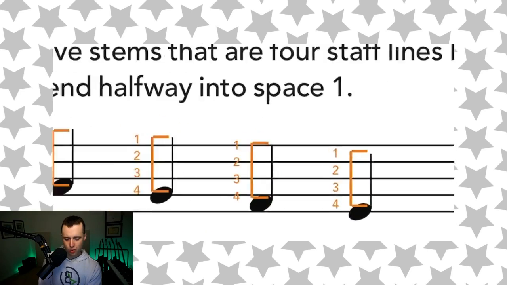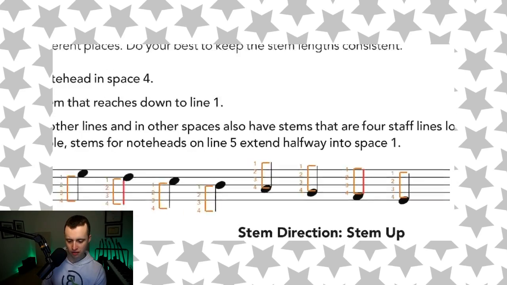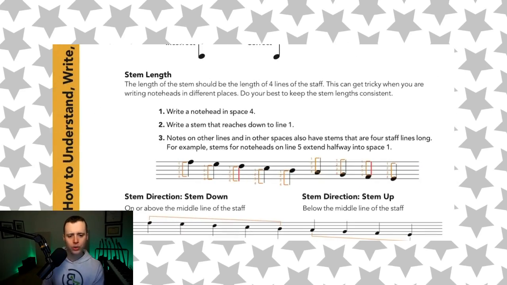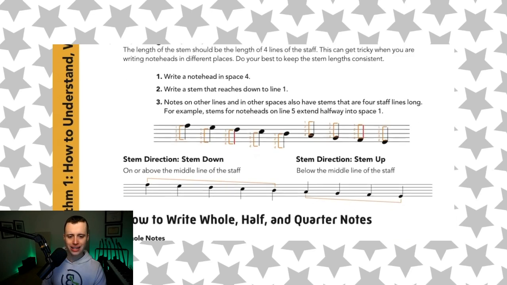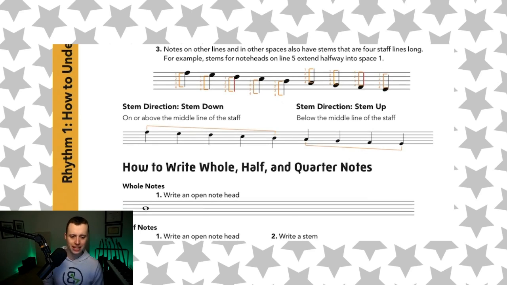Now you can see as well, if you write a note head in space 1 of the staff, sure enough, 1, 2, 3, 4 staff lines up. That's the length of the stem for notes. Now, how do we know where to write stem down notes and where to write stem up notes? Well, it's actually pretty simple.